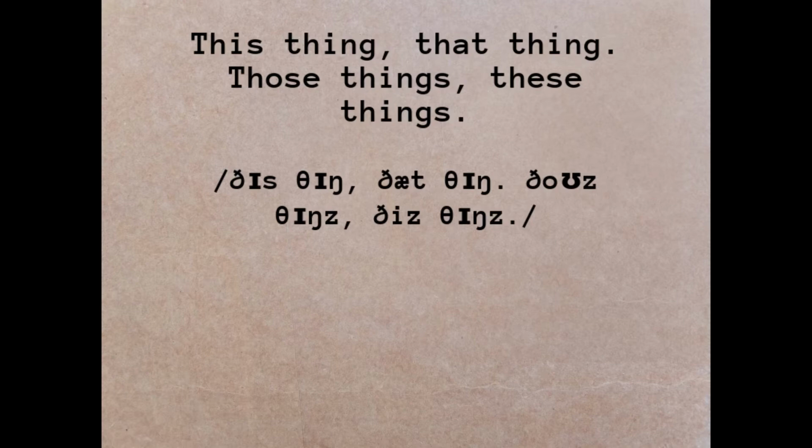I'll say this tongue twister multiple times. Say it along with me and try to shadow my voice. We'll gradually speed up as we repeat. This thing, that thing, those things, these things.